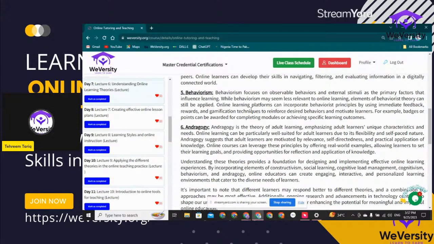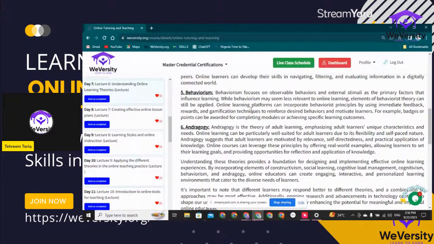Are you a learner, or are you an expert regarding that particular topic? So this is how we apply the theory of behaviorism in regard to education, in regard to the digital world, as a digital educator. For example, badges and points can be awarded for completing modules and achieving specific learning outcomes.